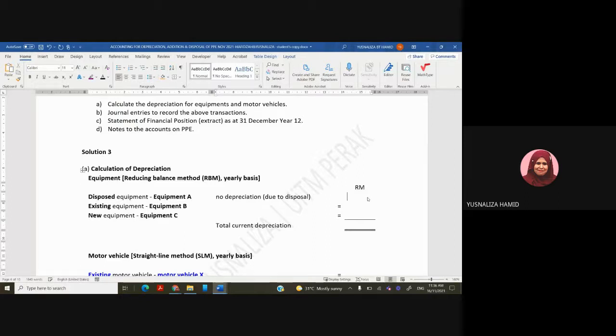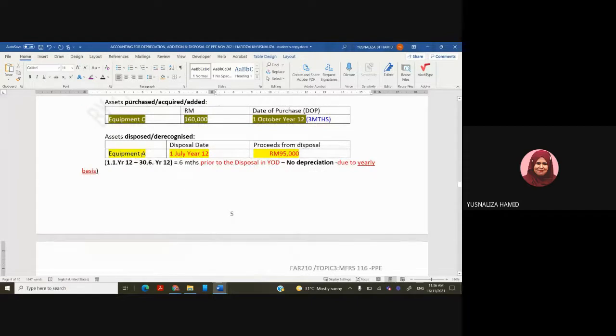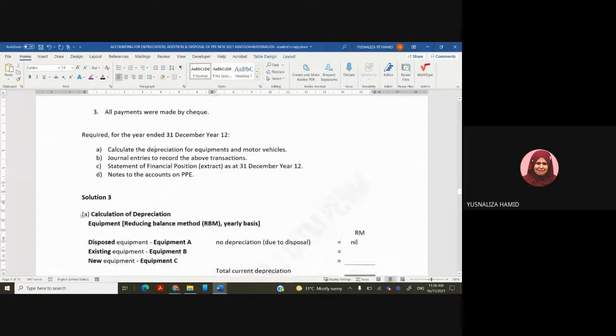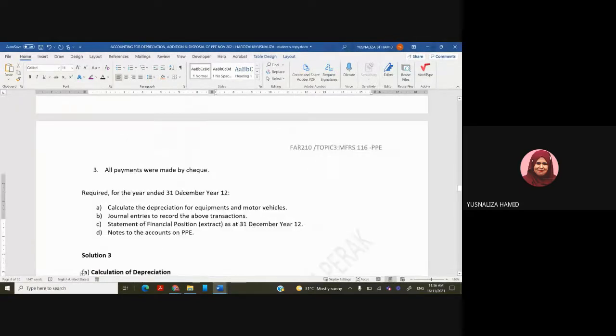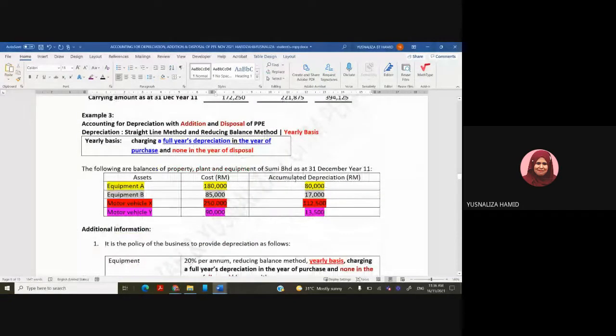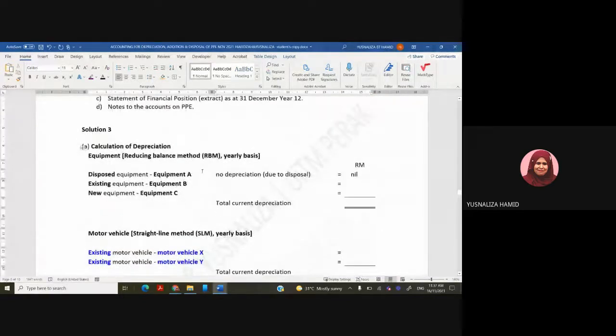For equipment A, there will be no depreciation. No depreciation means the figure is going to be nil. Why do I say nil? Because earlier I mentioned that there is no depreciation for the asset being disposed in the year of disposal. However, in the prior year, there was depreciation of 80,000 provided on equipment A, but I'm talking about the year of disposal, that was year 12. So for equipment A, there is no depreciation.